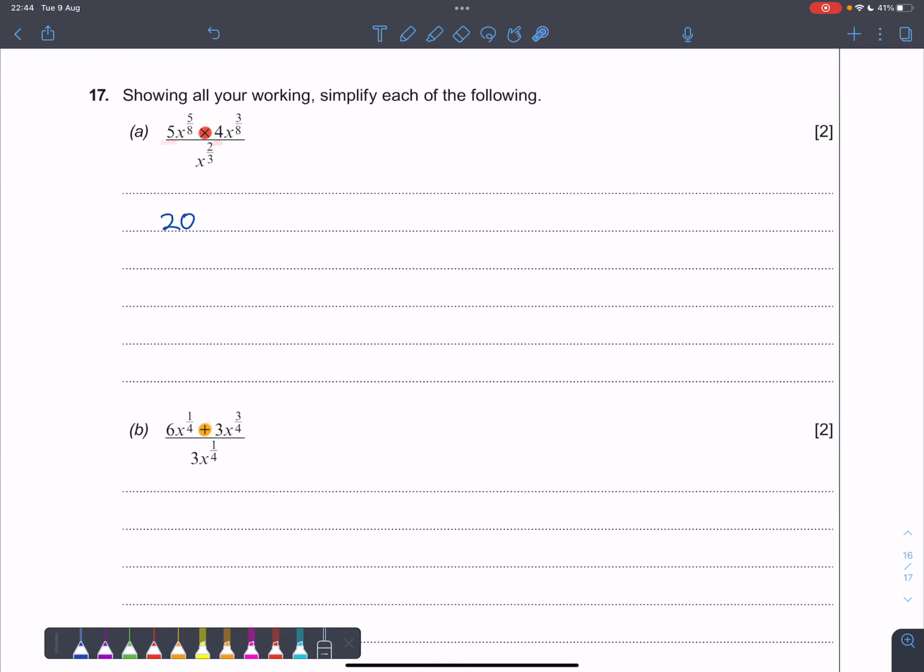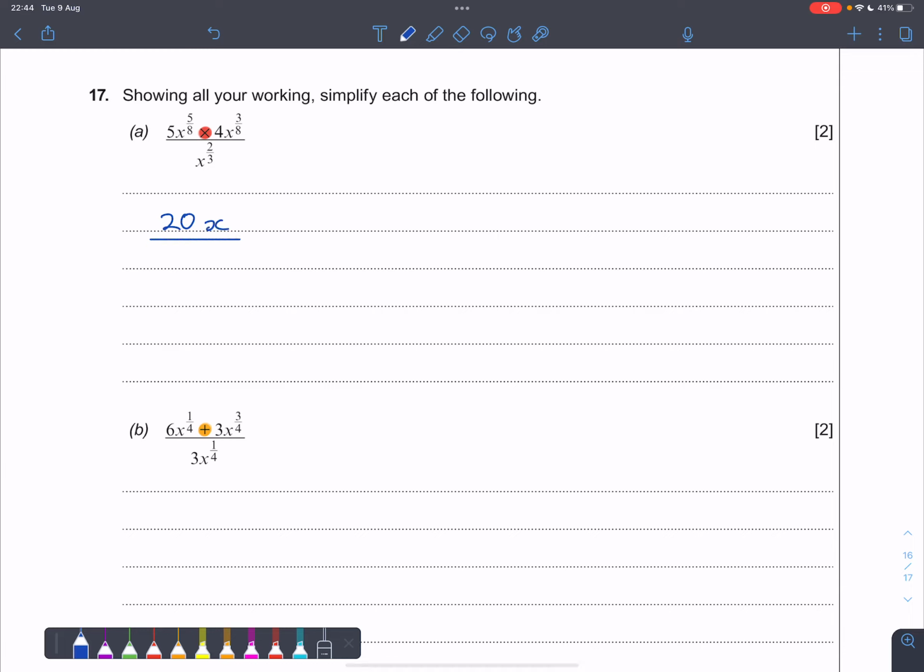5 times 4 is 20, and then x to the 5/8 multiplied by x to the 3/8. We're going to add those two powers together. So 5/8 plus 3/8 will give us 8/8, which is 1. So it's x to the power of 1, which is just 20x.